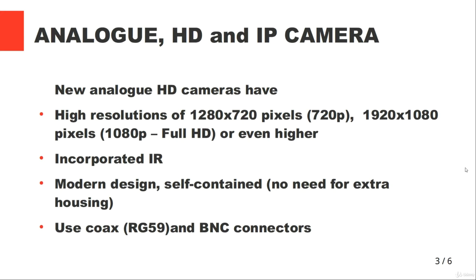In those modern cameras, they have already incorporated infrared. They have LEDs around the lenses. They have a modern self-contained design, and they don't require extra housing, in most cases, 90-something%. Again, they use coax RG59. You can use RG6 and BNC connectors.